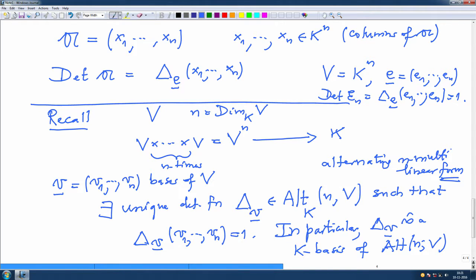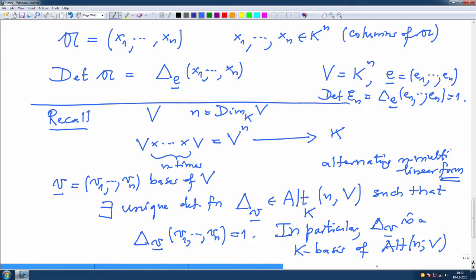Because this is an alternating and multilinear map, I already have the built-in properties for the determinant, namely if two columns are equal, then the determinant is 0, because it is an alternating map.